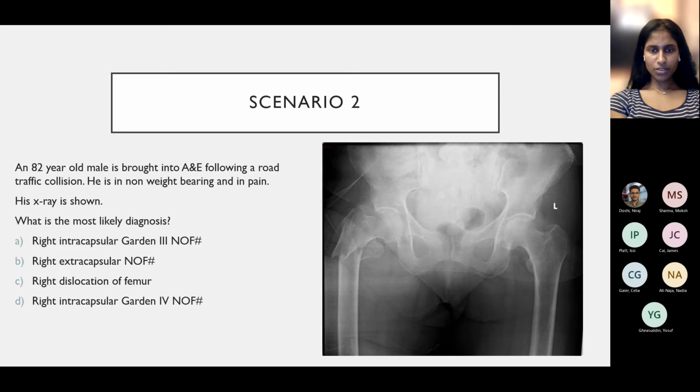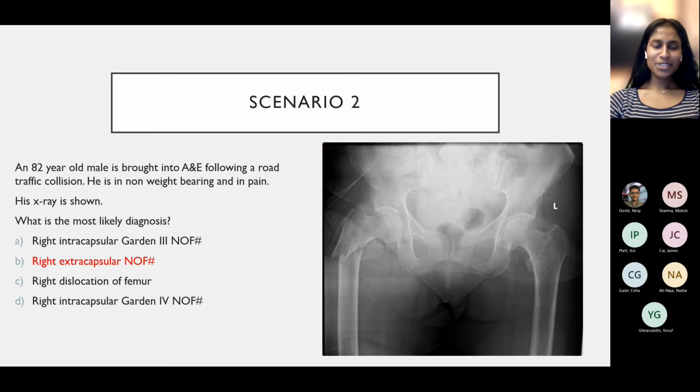So we've got 3 for D so far. Moksha, are you going to go with the crowd or choose a different letter? D, okay, going with the crowd. So everyone's decided to go for D. Let's find out if you're all right.